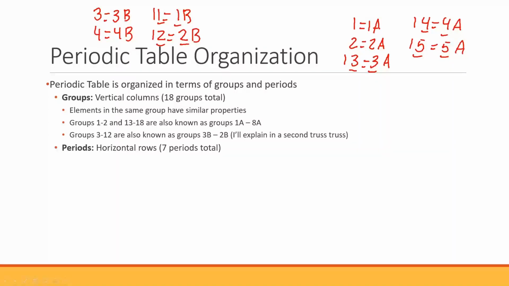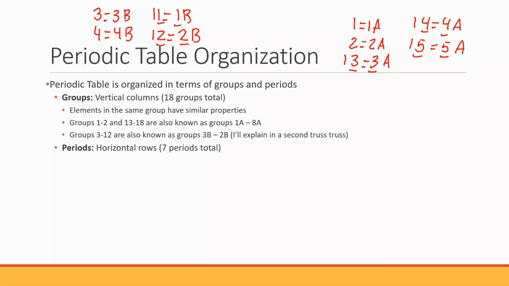Then, after our groups, we organize our periodic table in terms of rows. There are 7 rows in total, or 7 periods. The main bit of information that we pull out of our rows themselves is basically how many electron shells an element is going to have.